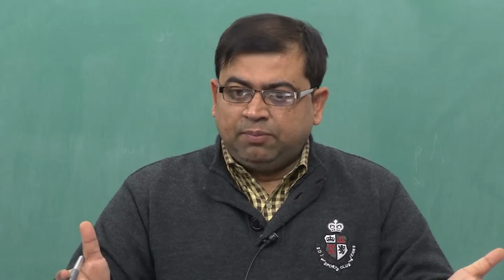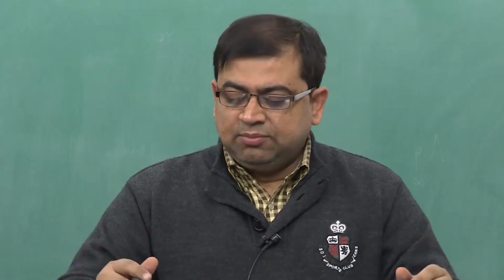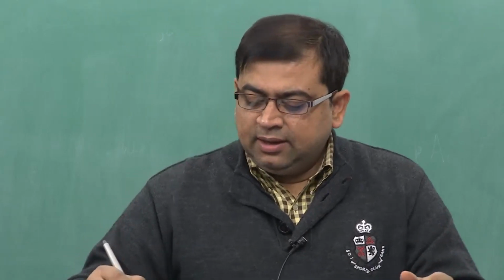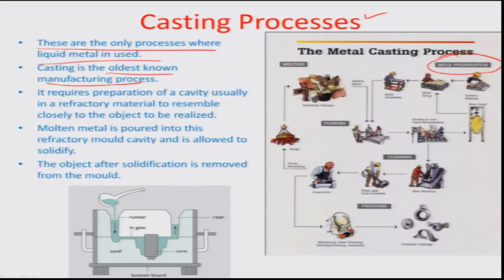So if you have to make a spherical ball, you need a cavity which is the negative of a ball as the mold. So the mold is prepared typically by using some kind of flasks, which are also known as cope and drag, and some material which is a refractory material. So refractory material really is a material which retains its strength at high temperatures. Sand is a very good refractory material, for example.